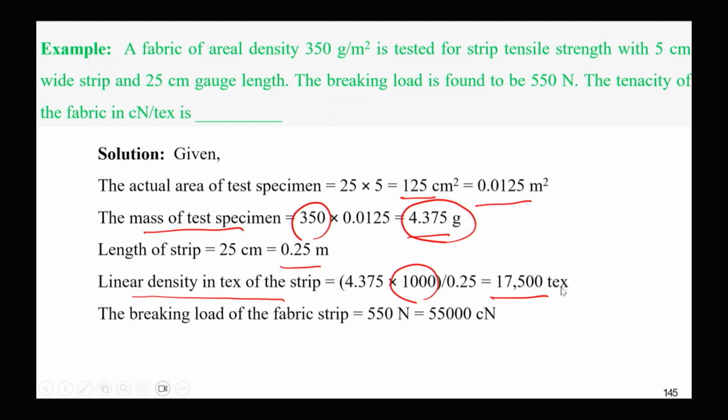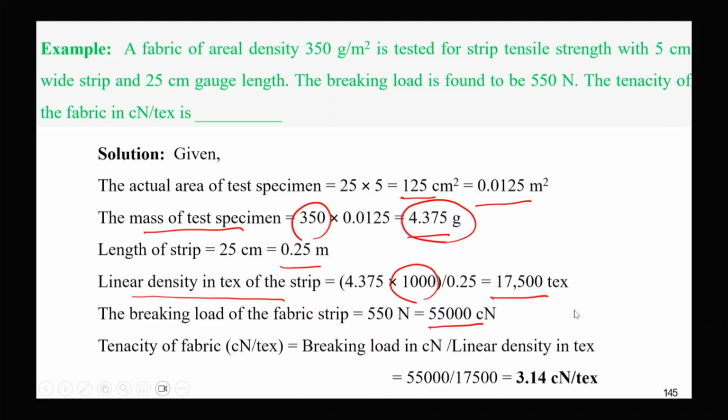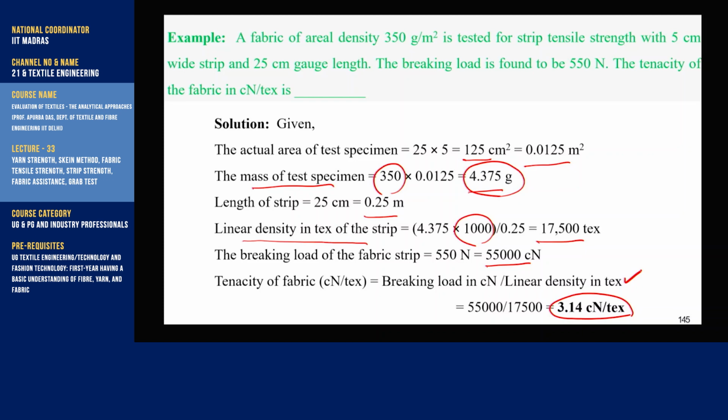And the breaking load of the strip is 55,000 centinewton. So we just divide by the tex value, we will get 3.14 centinewton per tex. This centinewton per tex is the tenacity of the fabric. It's not the tenacity of yarn.